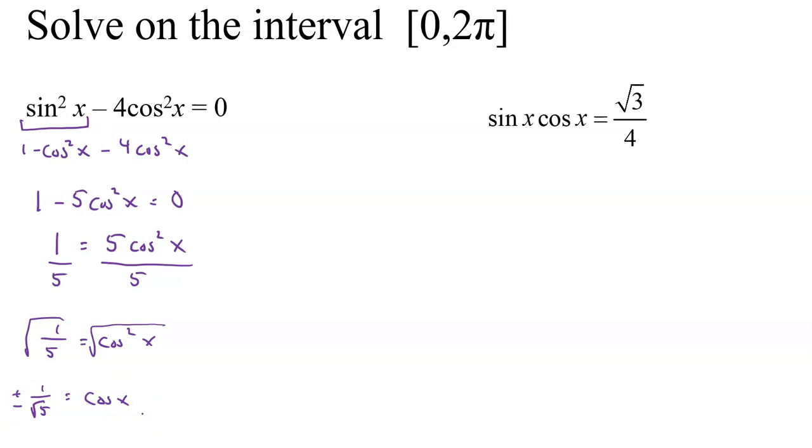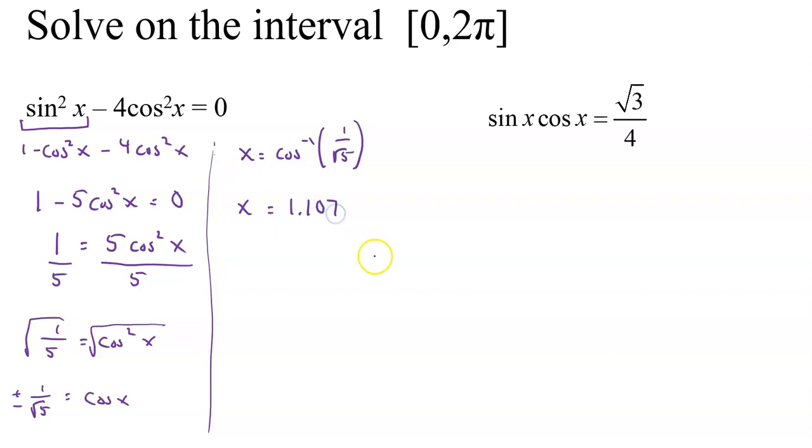Now that's not something that I know off the top of my head. It's not a nice unit circle value. So I need to jump on my calculator and find out what the inverse cosine of 1 over root 5 is. So x is going to be the inverse cosine of 1 over root 5. So when I punch that in my calculator, it gives me one answer. It gives me 1.107 in radians.